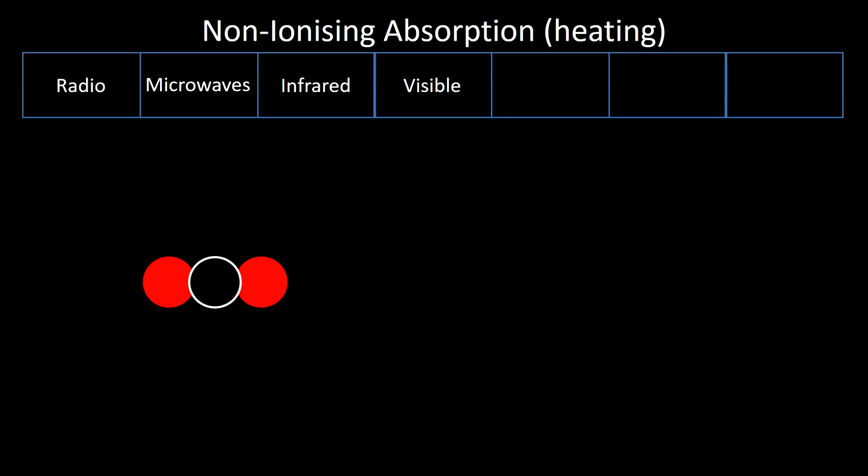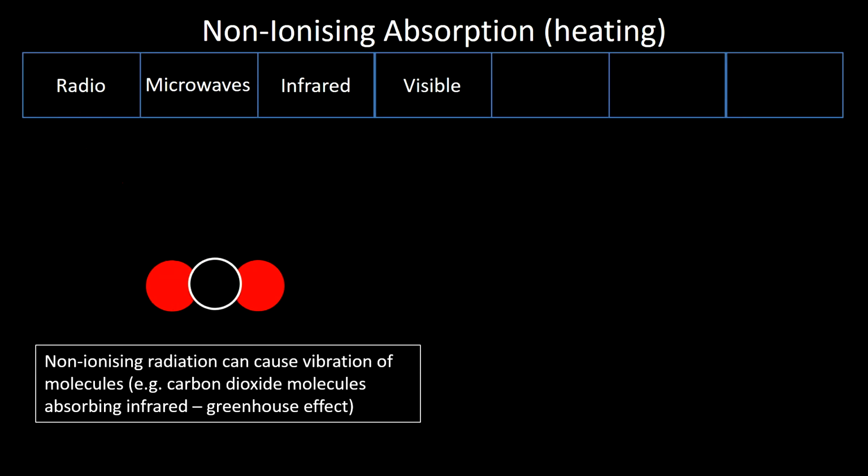molecules. So this is a carbon dioxide molecule, and when infrared photons hit that, it causes it to vibrate. And this is exactly what happens. In fact, the reason that carbon dioxide is a greenhouse gas is it absorbs infrared emitted by the Earth and contributes therefore to the greenhouse effect.